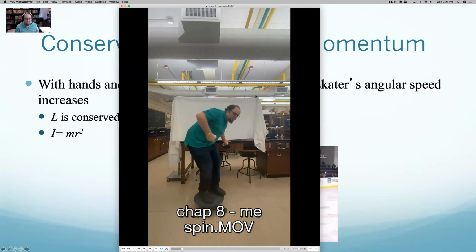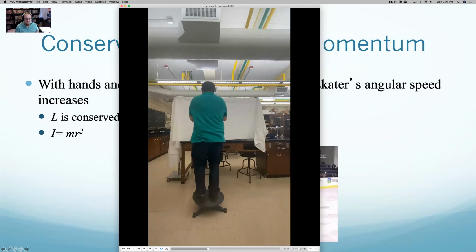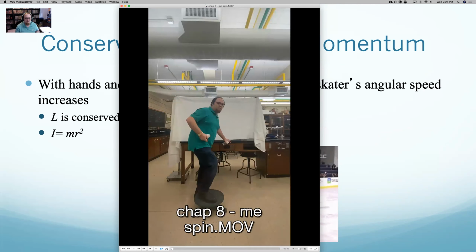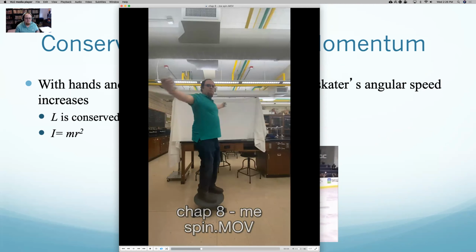Here's me on a spinning platform. I have my arms out, I spin slow. I pull my arms in, I spin faster and almost fall over. Arms back out, I go slow again. This is one of the few things I'm happy to not do live in class, and instead show a video, because normally I get super dizzy in class and almost fall over doing this chapter.